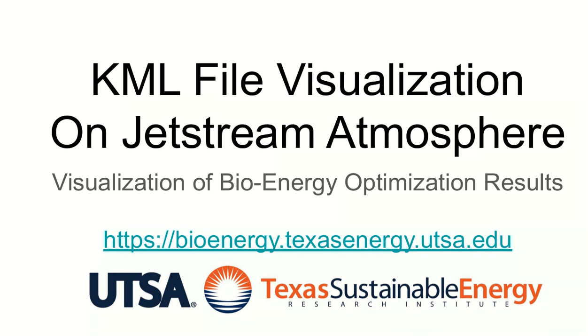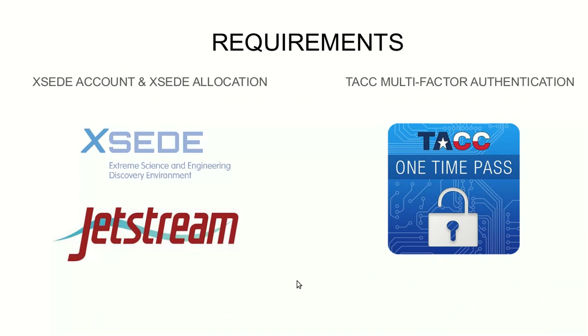Before I show you how to visualize the KML files, I want to list down two requirements for the visualization through the Jetstream portal. The following are the requirements. The first one is having an XSEDE account and an XSEDE allocation. You must have an XSEDE account and an XSEDE allocation to access Jetstream so that you can run the Google Earth application on the Jetstream virtual machine.